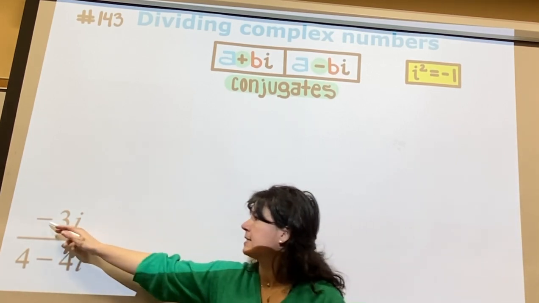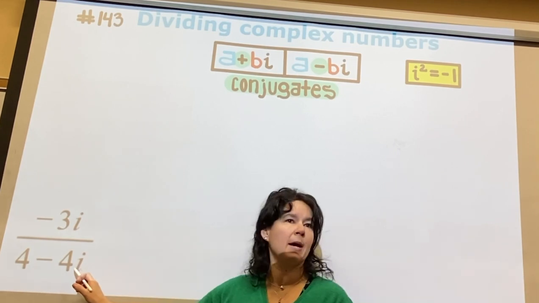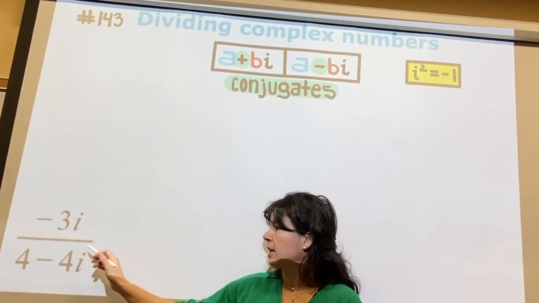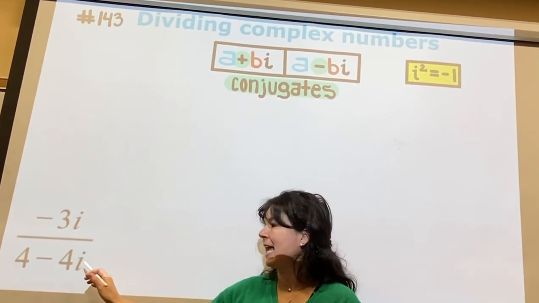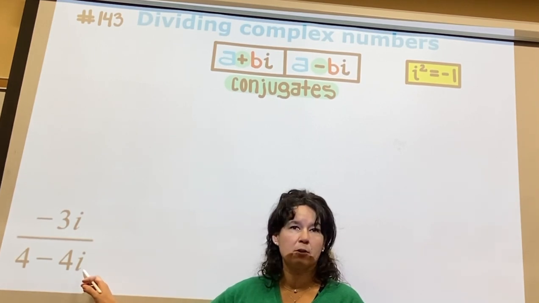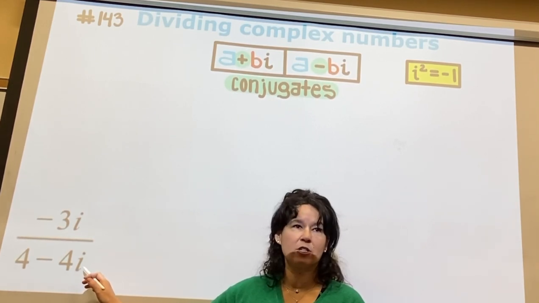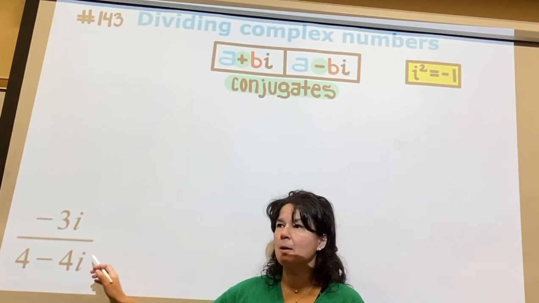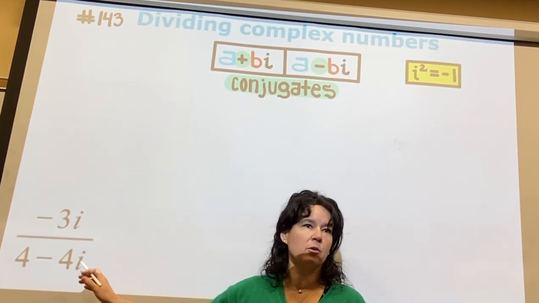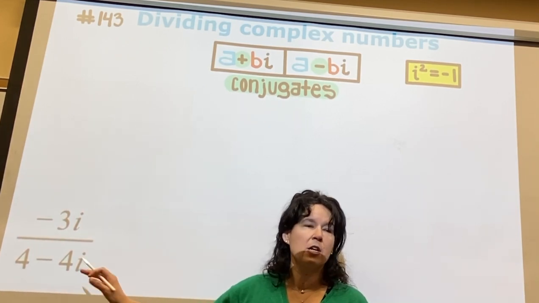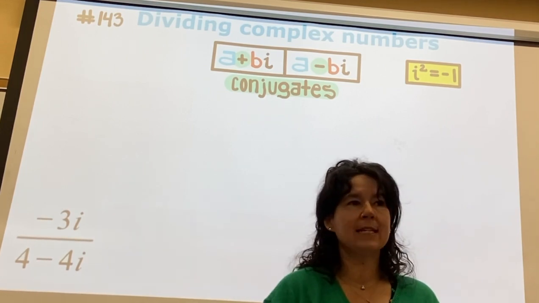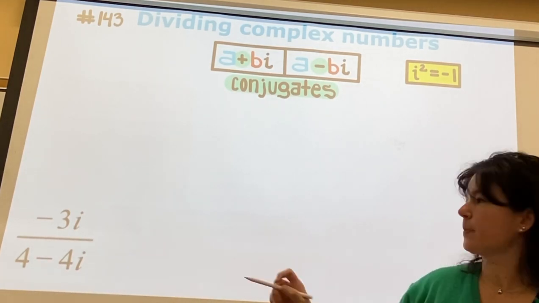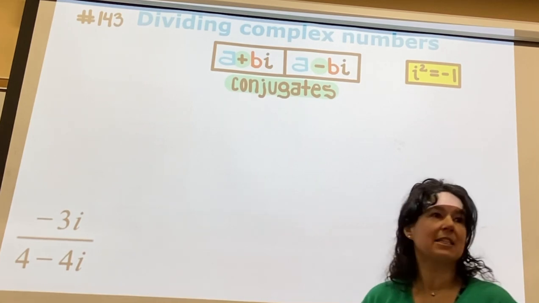So as soon as I see negative 3i over 4 minus 4i, what comes to mind is I can't have an i in the denominator. It's not considered simplified. Roots in the denominator, like square root of 2 or an i, not simplified. So to get rid of i's in the denominator, you can multiply by its conjugate.